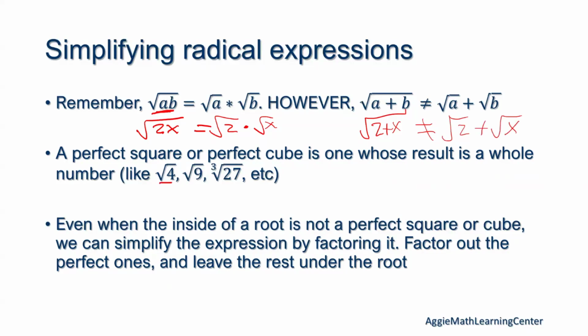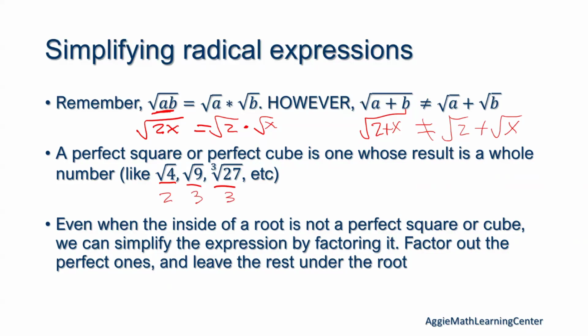So perfect squares, or perfect cubes, perfect fourth roots, that just means that it will result in a whole number. So like that would be 2, 3, 3. So they're just whole numbers, not decimals, is all that that's saying.